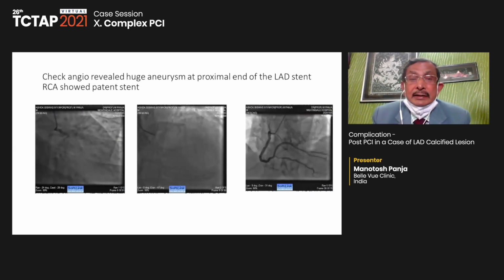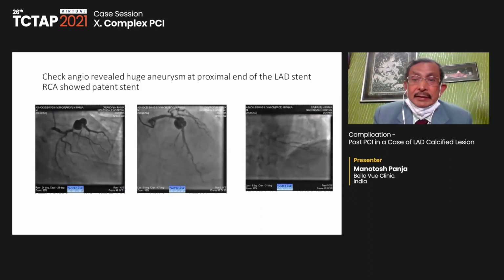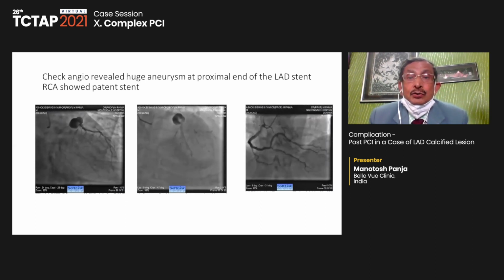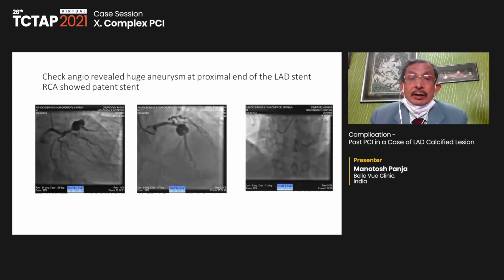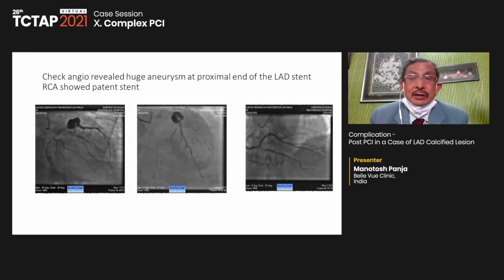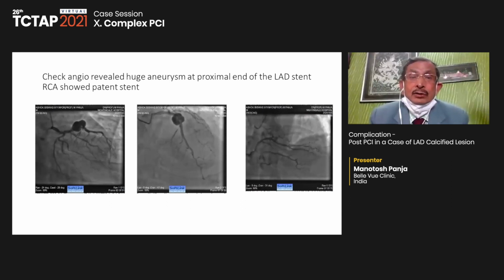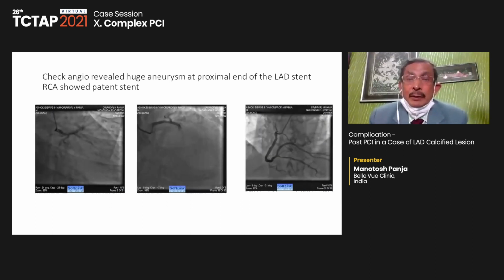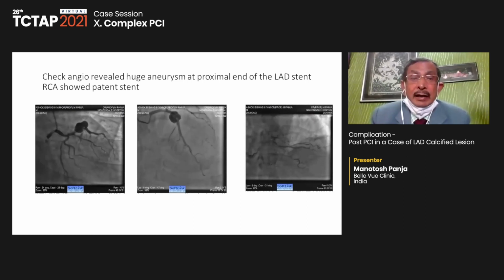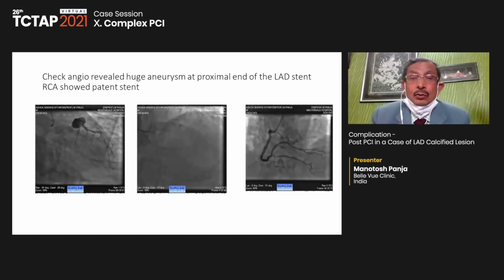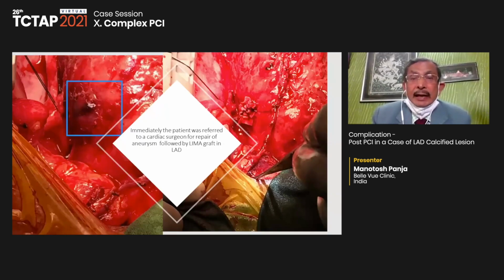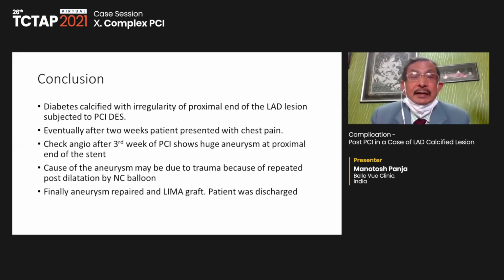And ultimately this is the result. What can be done? I took a decision because it is a large, huge aneurysm: you have to do surgery. The dictum is that if I give a covered stent, the chance of restenosis and rethrombus is more in my experience. So for any aneurysm more than 15, we have to take the help of surgery. I requested my surgeon to do the LIMA graft. Immediately the patient was referred to the surgeon for repair of the aneurysm, followed by the LIMA graft on LAD. The graft is seen there, ultimately during surgery.